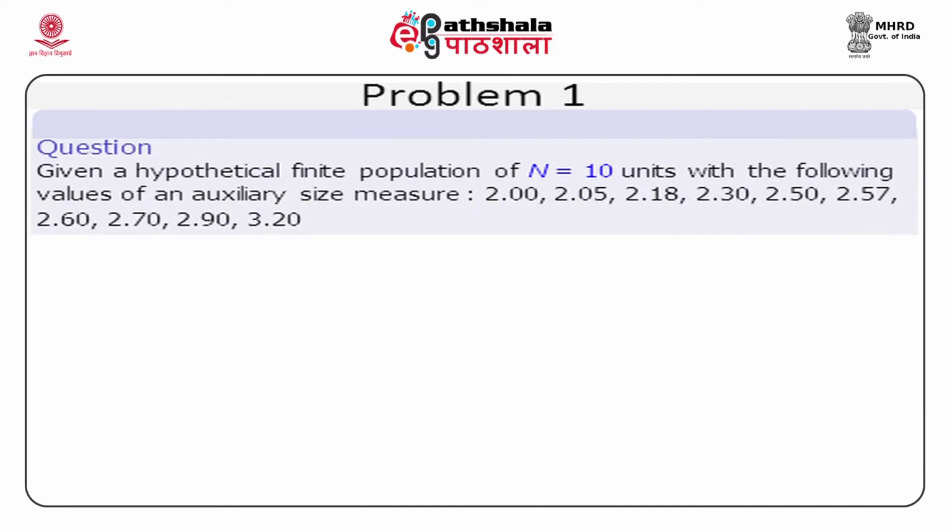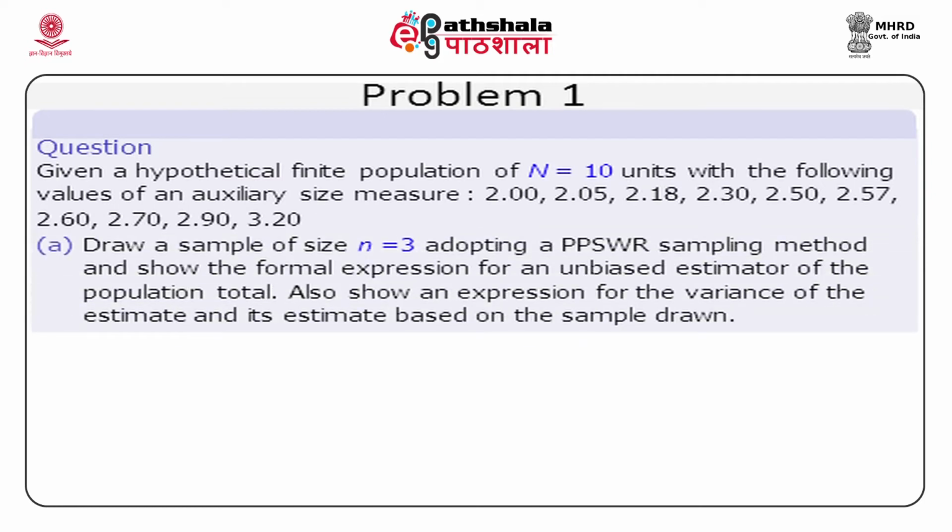Given a hypothetical finite population of 10 units with the following values of an auxiliary size measure 2.00 etc., you have all the 10 values. Draw a sample of size 3 adopting PPS with replacement sampling method and show the formal expression for an unbiased estimator of the population total. Also show an expression for the variance of the estimate and its estimate based on the sample drawn. This is mostly your training on whatever things have been taken up before in the text.